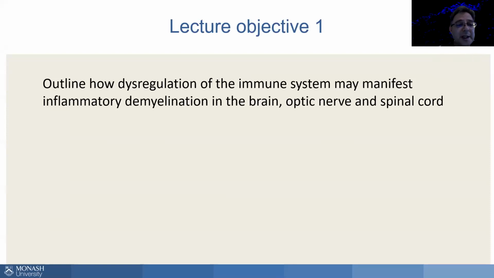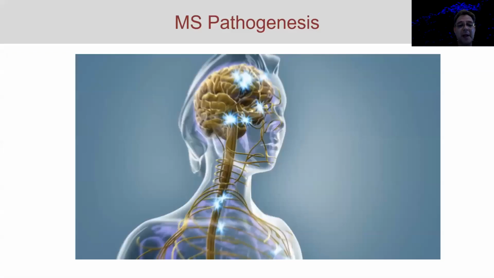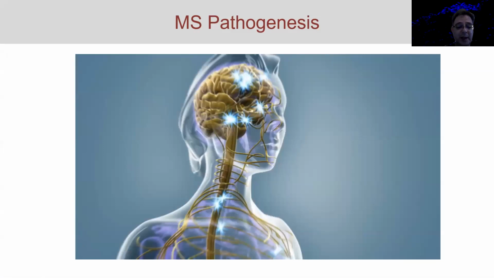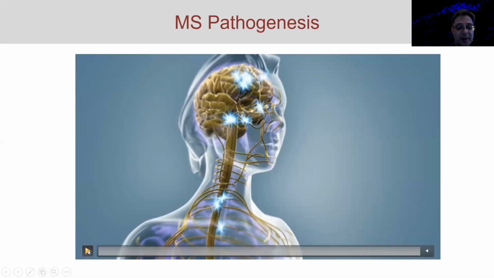So, the first lecture outcome is to outline how dysregulation of the immune system may manifest inflammatory demyelination in the brain, optic nerve, and spinal cord. And to emphasize this from a fundamental understanding, I will now present a short video identifying how dysregulation occurs.